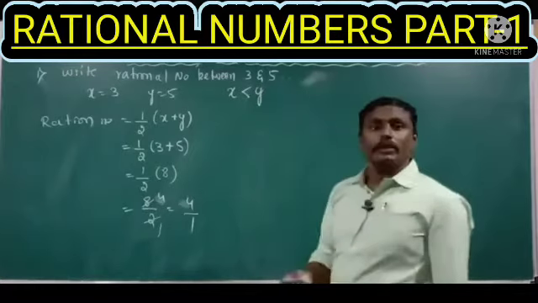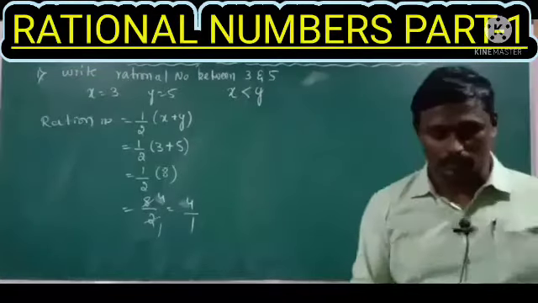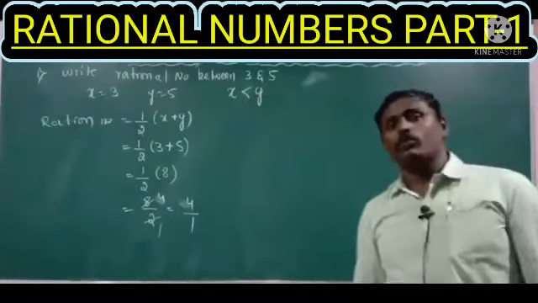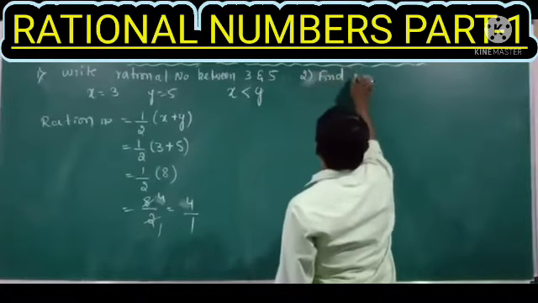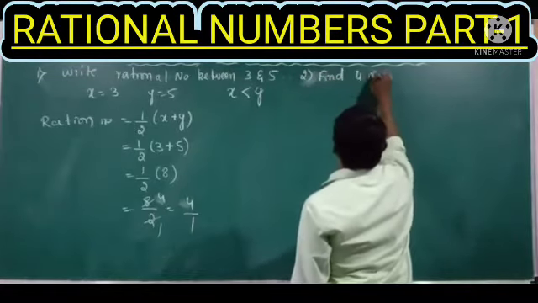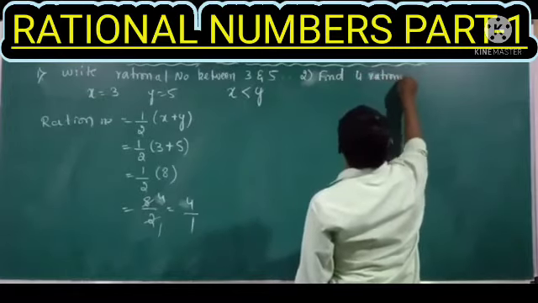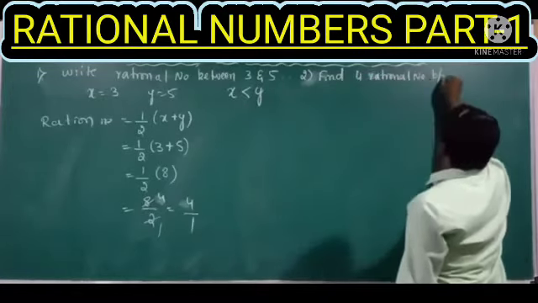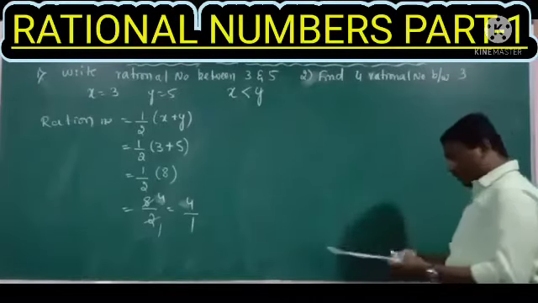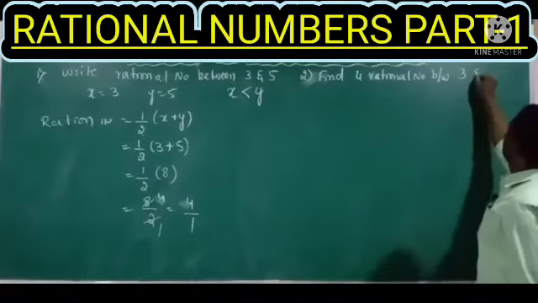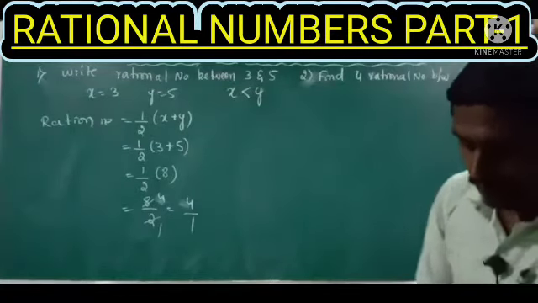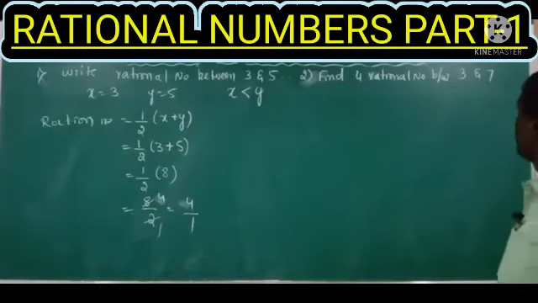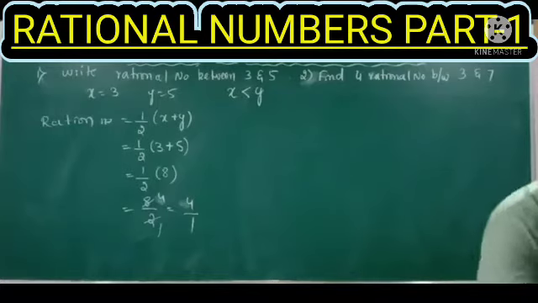If you need to find more than one rational number, one more formula is there. Write the rational numbers, or find 4 rational numbers between 3 and 7. So how are you going to find the 4 rational numbers between 3 and 7?